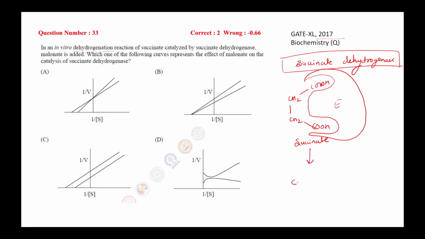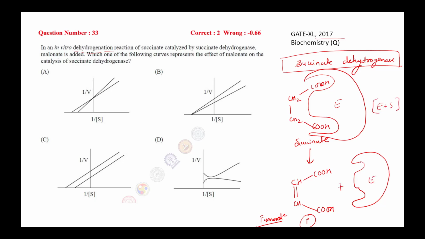After dehydrogenation, this is the product which we are getting, which is fumarate. And the enzyme gets free. This is the free enzyme, product plus substrate. This is the enzyme substrate complex. Now in the same reaction we have added the malonate.